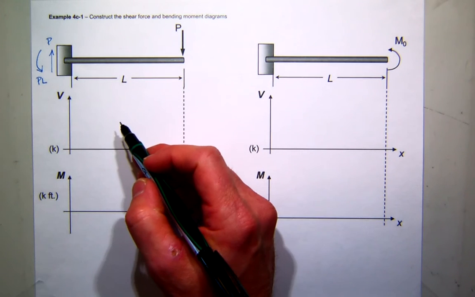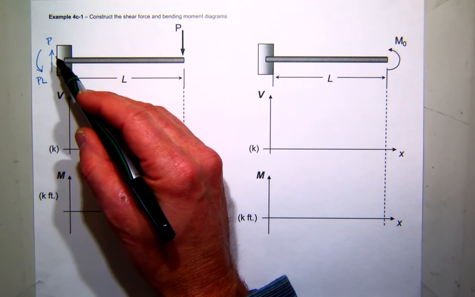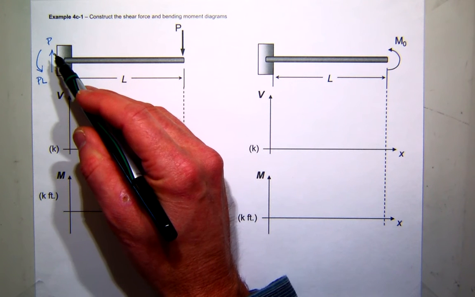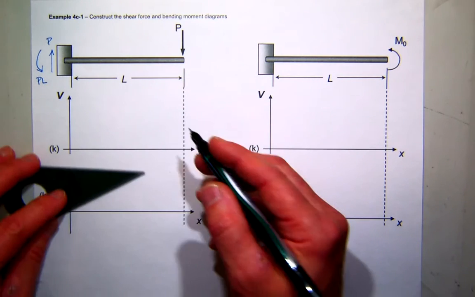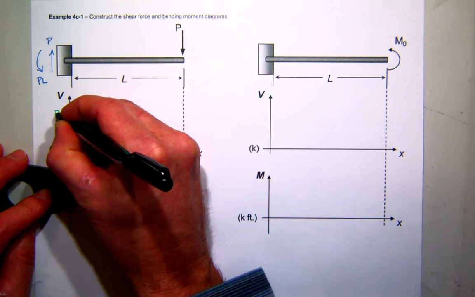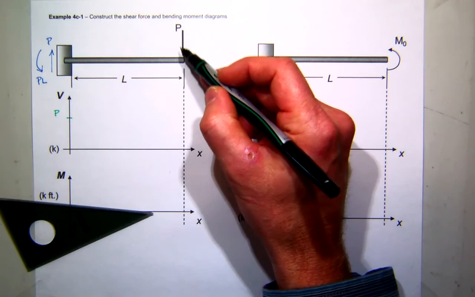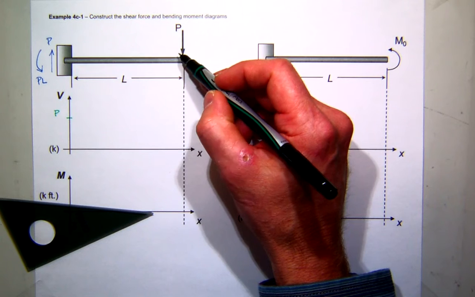So starting here at the shear diagram, what is the shear at the left edge? Is this force up? Is that positive or negative shear? That's positive, right? So that means I'm going to start at P. Now this is a little weird out here how I'm going to end, so let's not worry about it right now. I could show you how to do that.